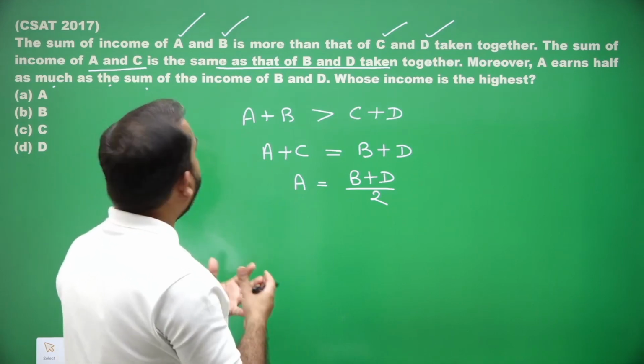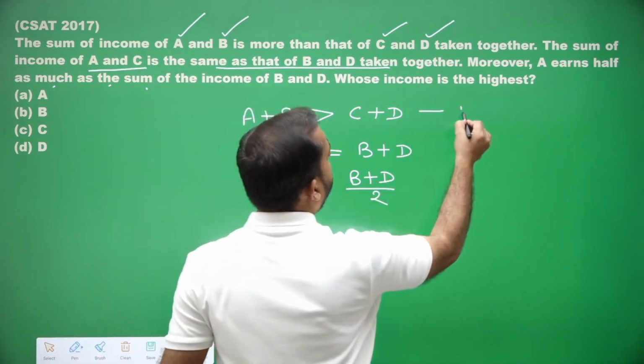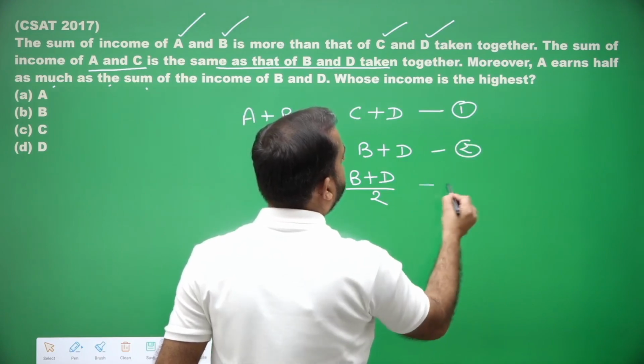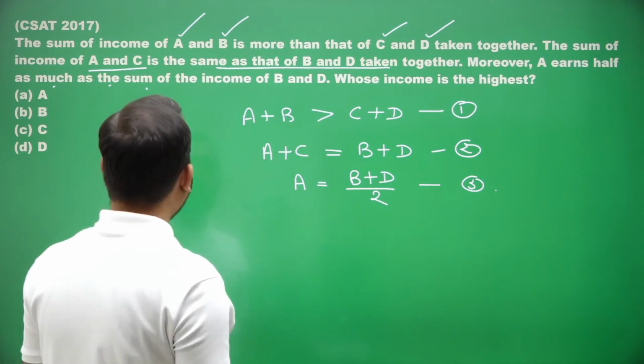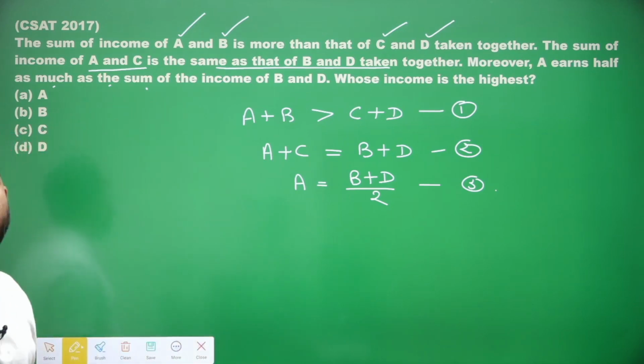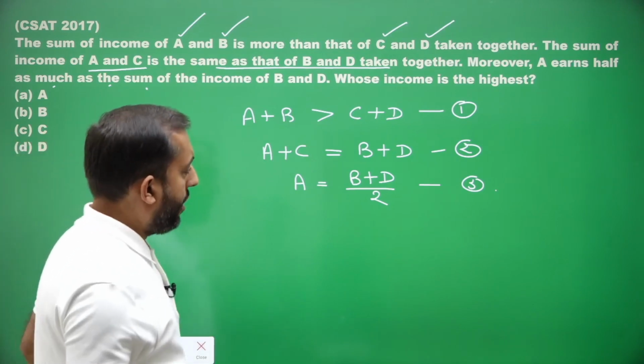Whose income is the highest? So this is equation number 1, this is equation number 2, and this is equation number 3. We need to know, out of A, B, C and D, whose income is highest. Okay, let's check it out.